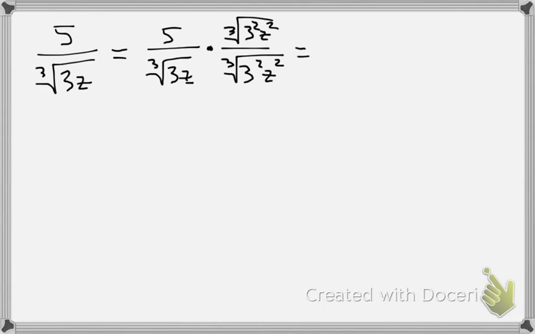So what do we get up top? 5 times cube root 3 squared z squared. So that's going to be 5 cube root of 9z squared. Right? Nothing comes out because those aren't cubes. And on the bottom we get 3z.